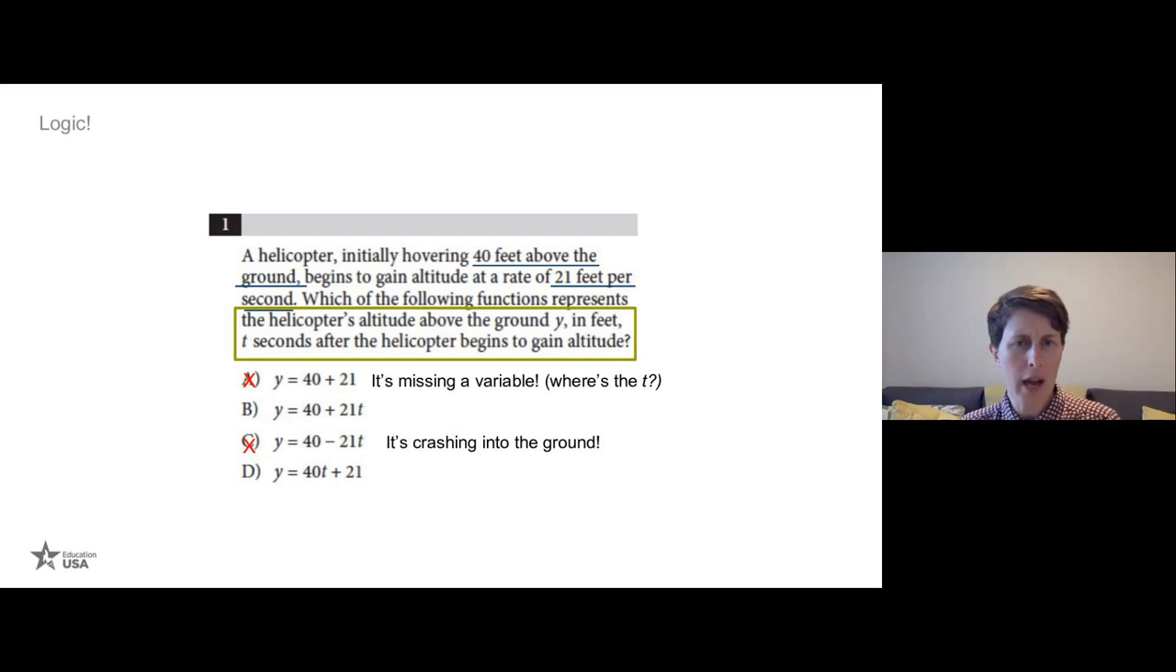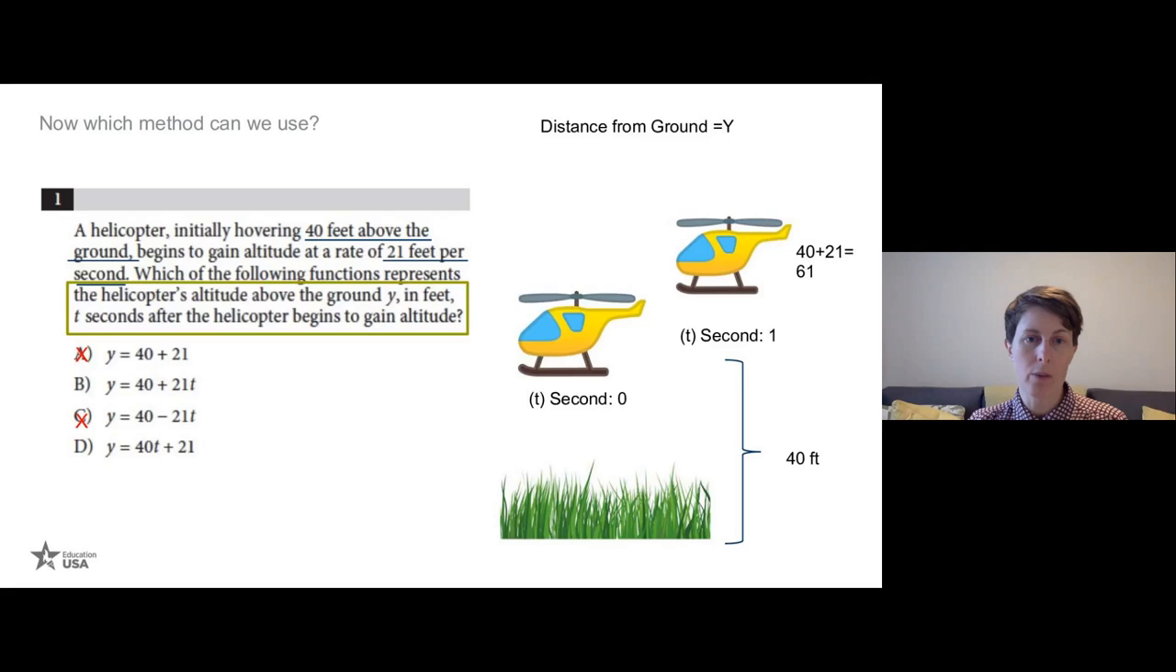That's just about reading the problem and making sure that you're creating the correct equation. But if you have a hard time with that, you can pick numbers, right? We can pick numbers and put them through just to double check which one is the right choice. So here's my beautiful drawing. You can see there's a very grassy ground, and at t equals zero, t is your seconds as represented in the question, the helicopter is hovering at 40. So 0 and 40. And then we've got our t at 1 second. If I put 1 through the equation, my output, my y in feet, is going to be 61, right?